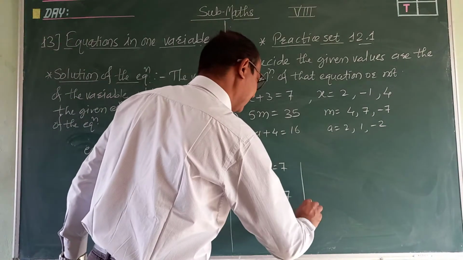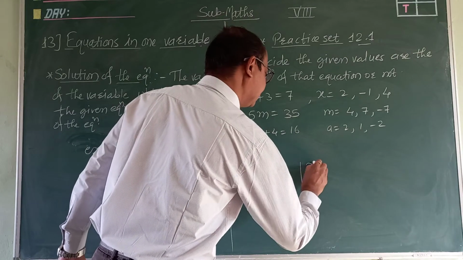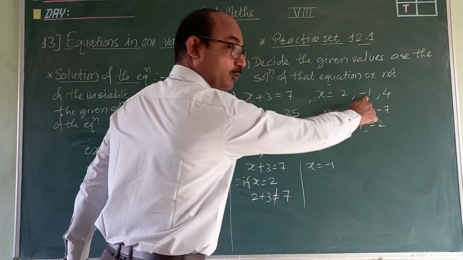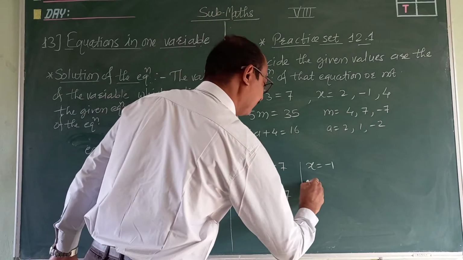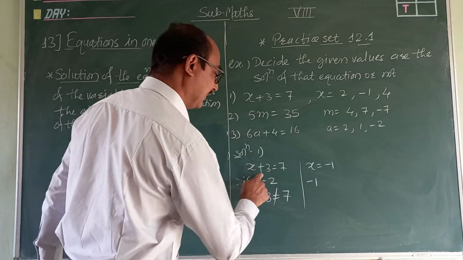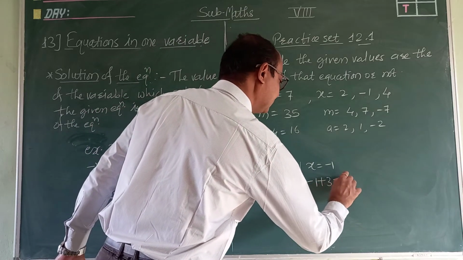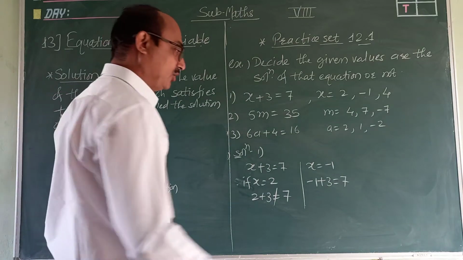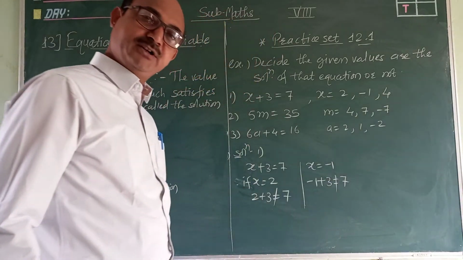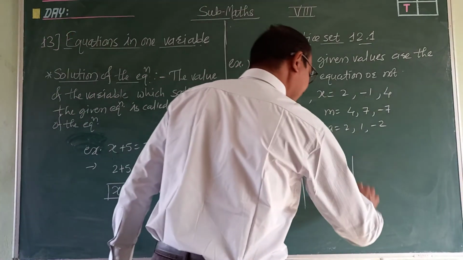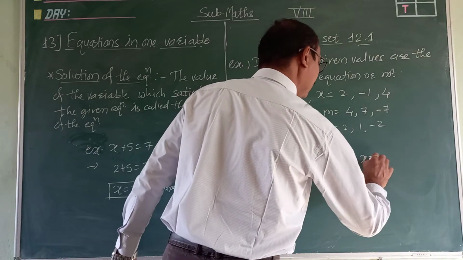So next value we will take now. For second one, x is equal to minus 1. So put here x is minus 1 plus 3. Can we say it is equal to 7? No. This is also not equal to 7. So for third one, x is equal to 4.